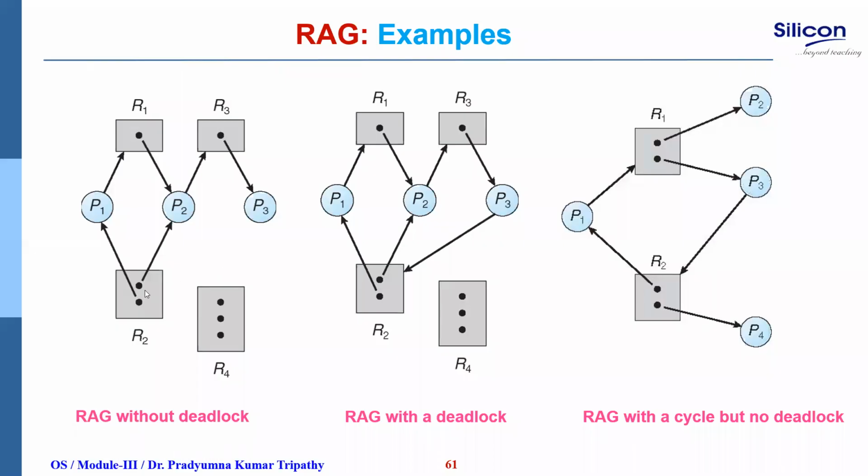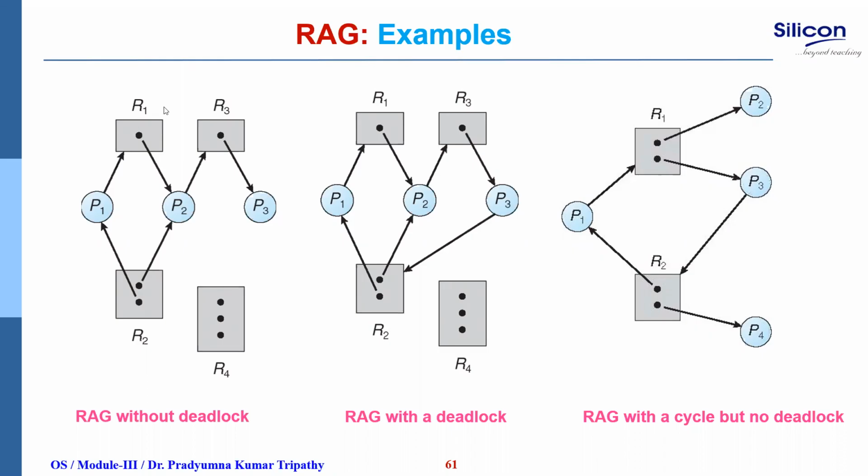And these dots indicate how many resources of this particular type are available. It means that two resources of resource type R2 are available, and three R4 resources are available. If there is an edge from a process to a resource, that means the process is requesting the resource. If there is an edge from a resource to a process, the resource is allocated to that process. Correct? We say this is the assignment edge, and this is the request edge. P1 is requesting R1, so it is a request edge. R1 is assigned to P2, so it is an assignment edge.